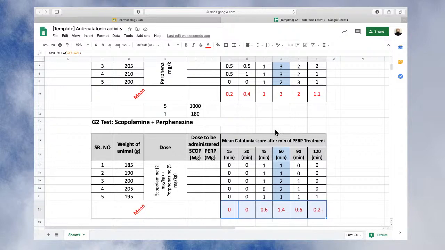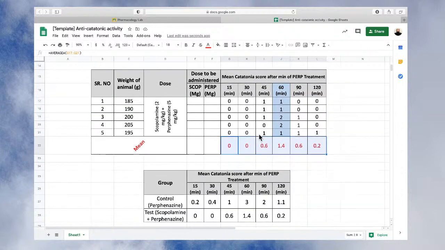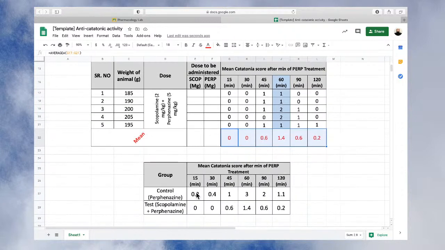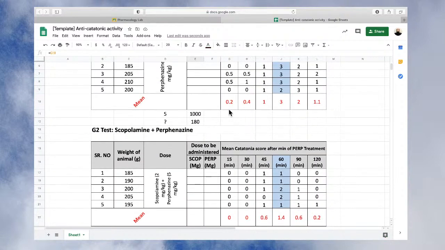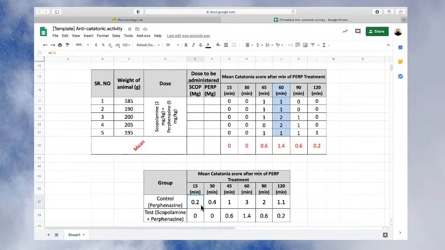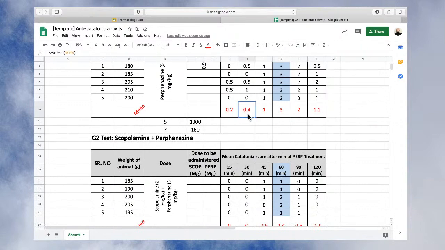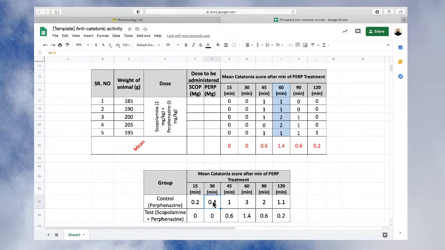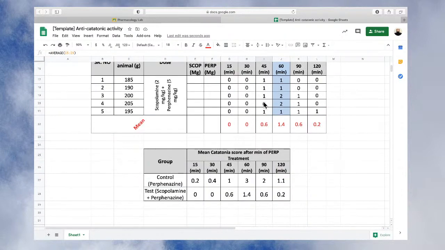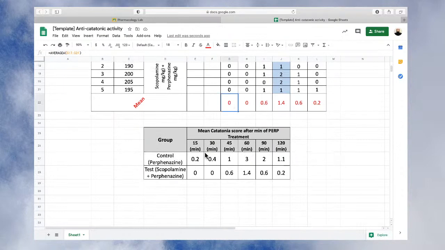So when you compare both these scores, what I did is I have made a separate table, and in this table I have already applied the formula. So whatever reading is there, that will be reflected over here. You can see here, 0.4 is now reflecting over here. Now this 1 is reflecting over here, and likewise this reading for the test group is also reflecting over here.